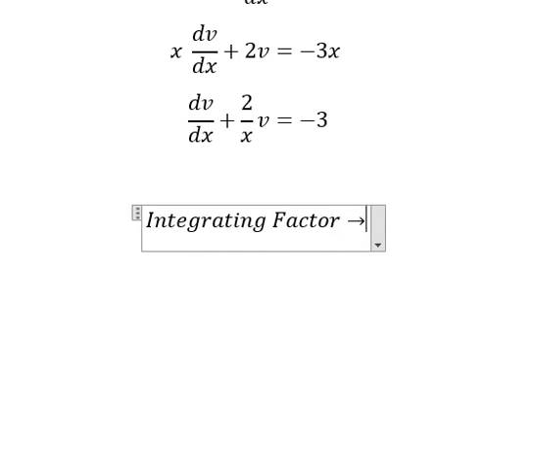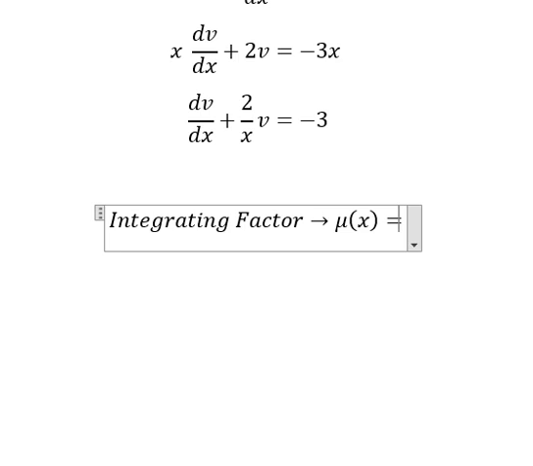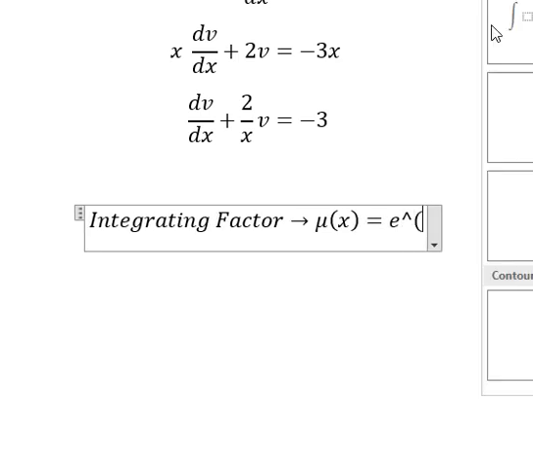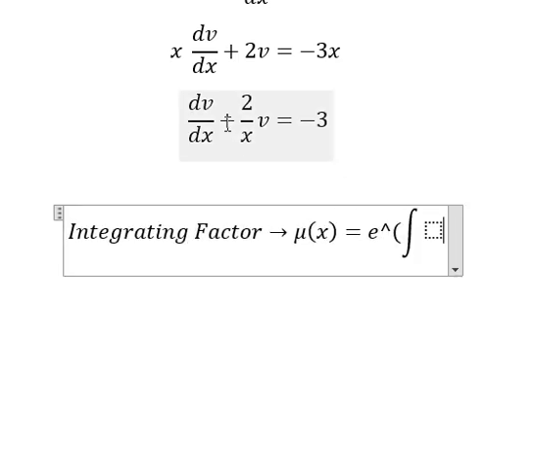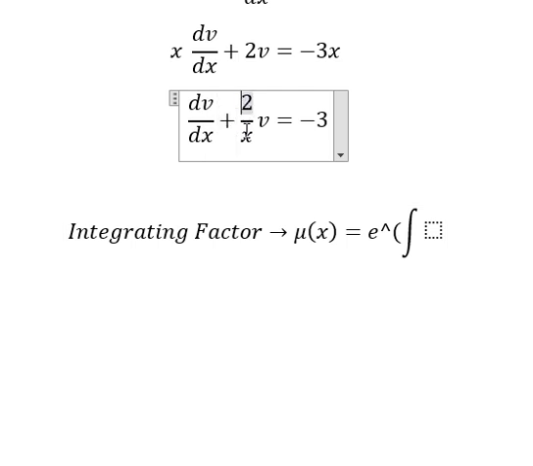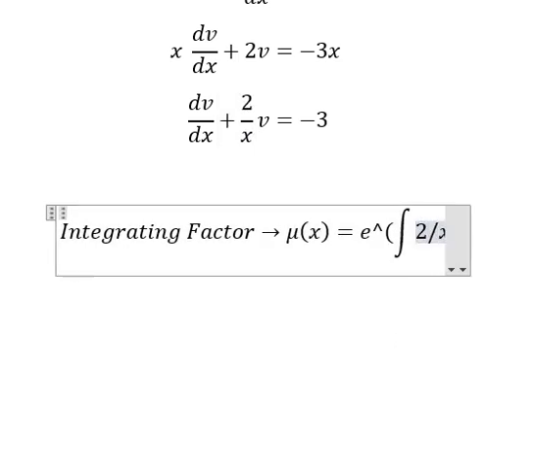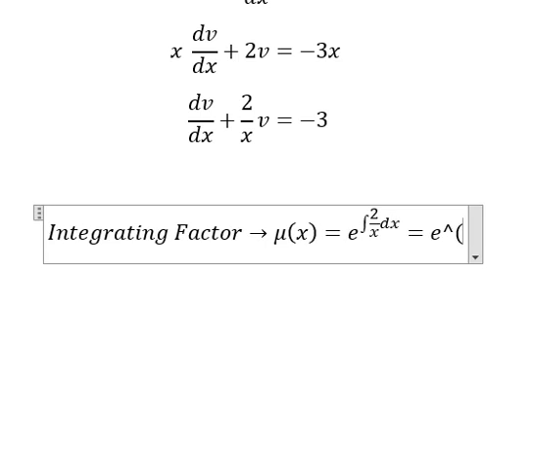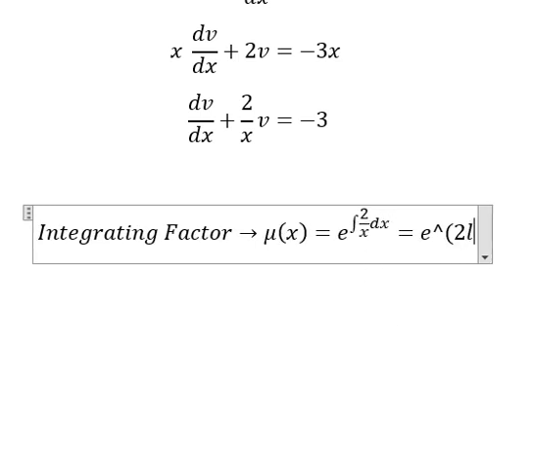So we need to find mu of x. That is e to the power of the integration. So we can see that positive 2 over x. This is for the integrating factor, and I will put this one going here. So the integration of this one is 2 ln x.